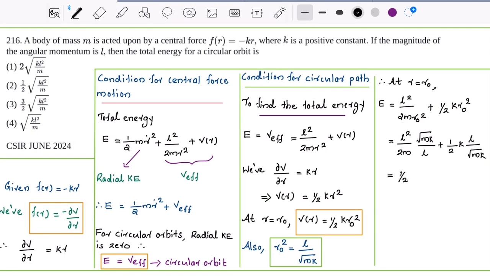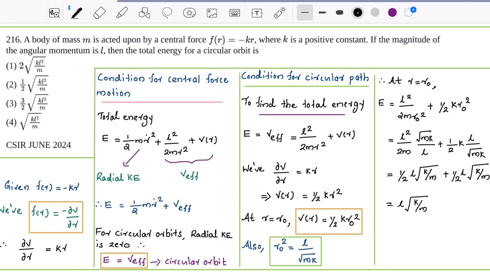Now let us simplify the expression. E is equal to 1 by 2 L into root of k by m plus 1 by 2 L into again root of k by m, and this simplifies to L root k by m, and that is equal to root of k L square by m. Therefore, the total energy for a circular orbit is E is equal to root of k L square by m. Therefore, option 4 is the right option.